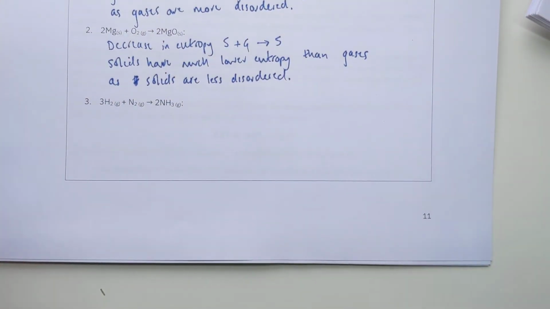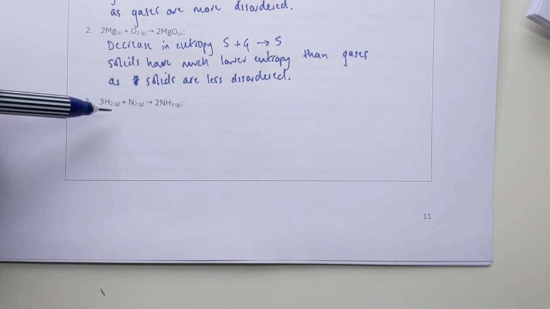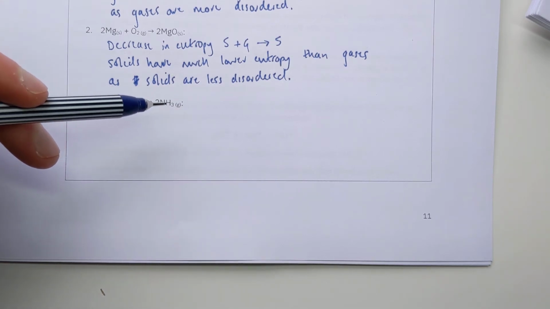Final example is a wee bit different. Everything's actually a gas here, which might seem a wee bit trickier. It's similar to how we approach questions with equilibrium just involving gases and pressure. We're going to count up the number of moles of gas on each side of the equation. On the left, we've got 4 total moles of gas. On the right, we've got 2 total moles of gas.